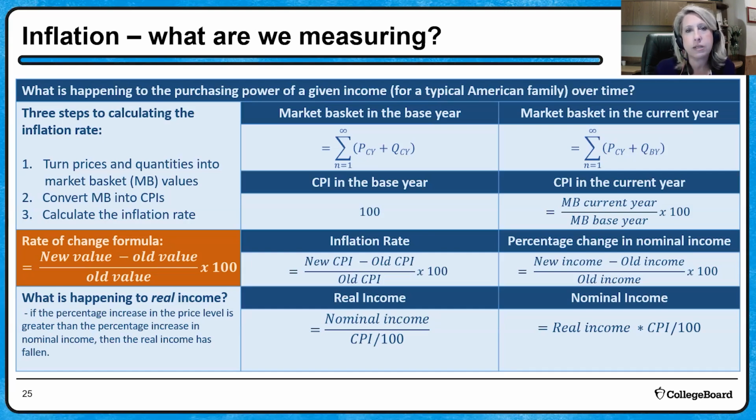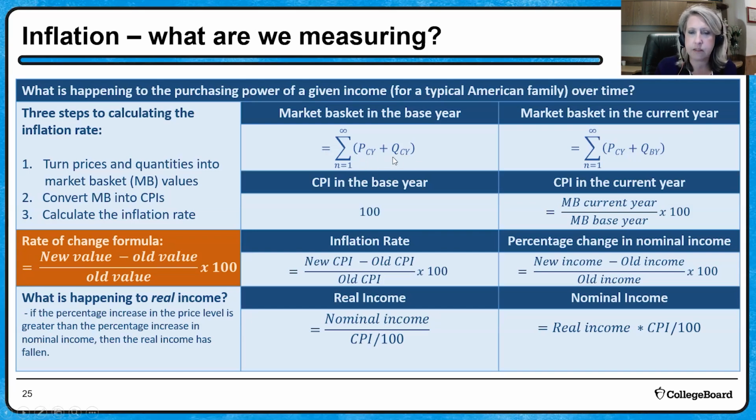So since we care what's happening to purchasing power, now we're holding quantity constant and evaluating changes in prices. If we have to calculate the inflation rate from the very starting position, there are 3 things we have to be able to do. We have to turn the prices and quantities into market basket values. We have to convert the market basket into CPIs, and then we have to be able to calculate the inflation rate using that CPI. So here are our formulas for our market baskets.